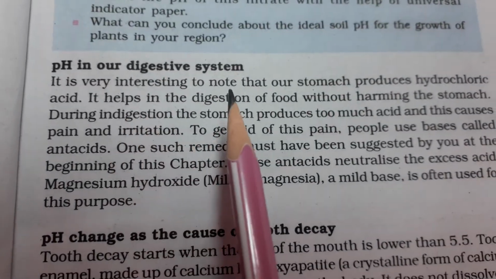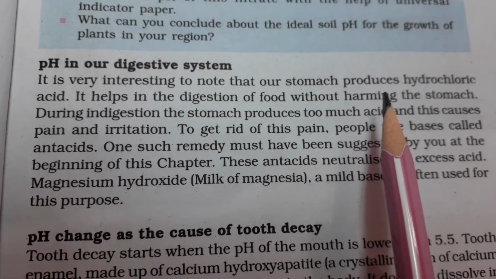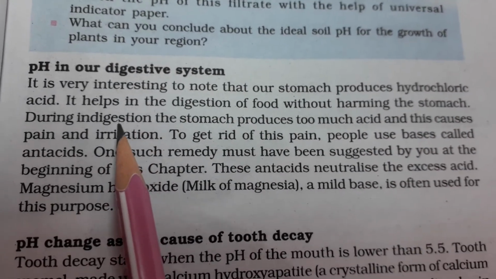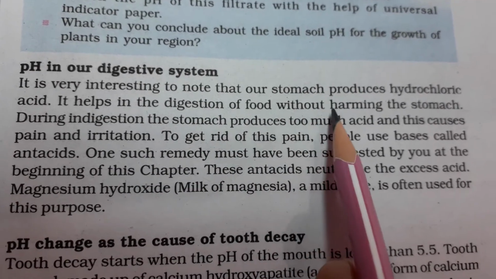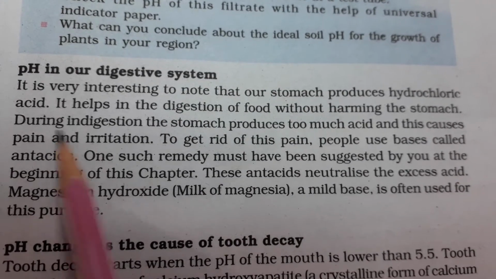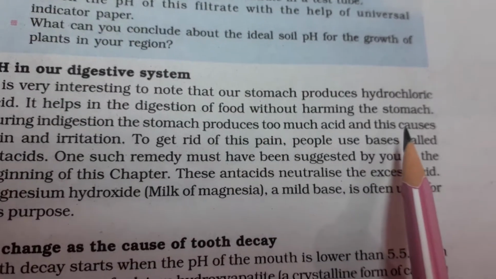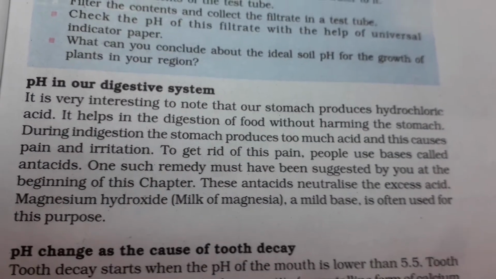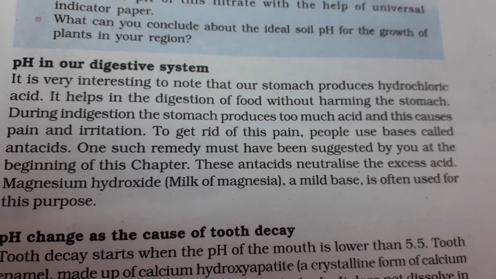It is very interesting to note that our stomach produces hydrochloric acid. As you saw here, gastric juice has a pH value of 1.2, but it helps in the digestion of food without harming the stomach. So what happens during digestion? Sometimes the stomach produces too much acid that causes pain and irritation, which is called acidity.